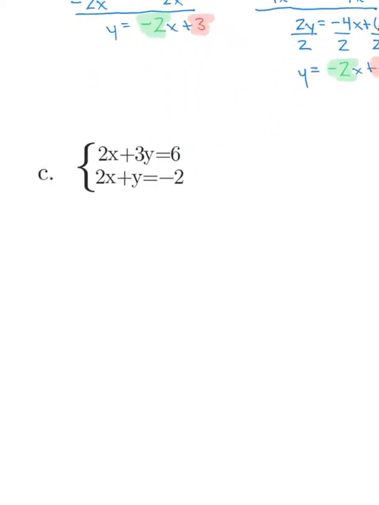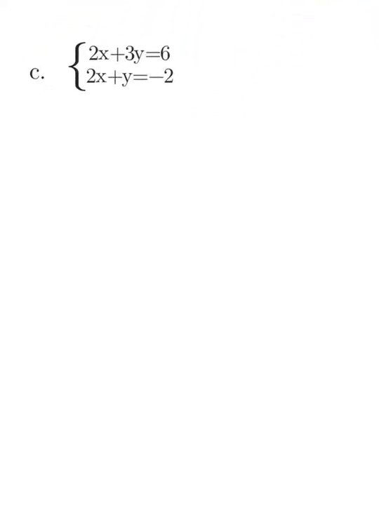Finally, let's look at example C. Example C, we have a system of equations, 2x plus 3y equals 6, and 2x plus y equals -2. Our first step again is going to be to write in slope-intercept form. So in order to do that, for our first equation, we have 2x plus 3y equals 6. I want to solve for y.